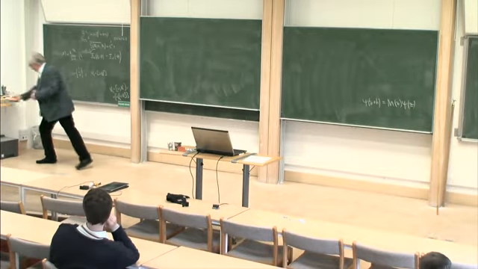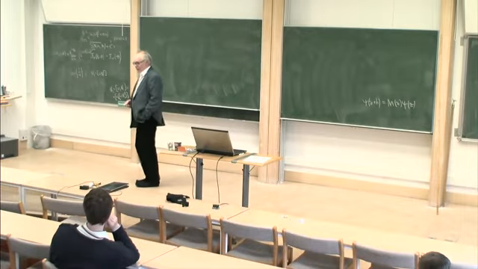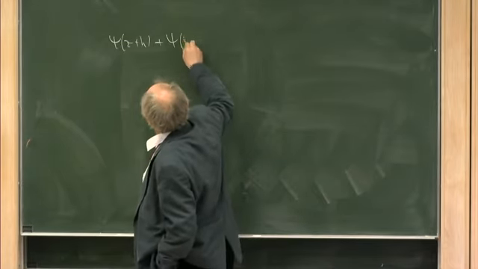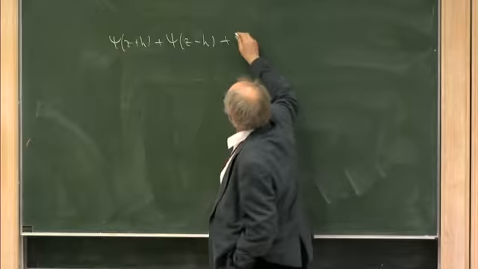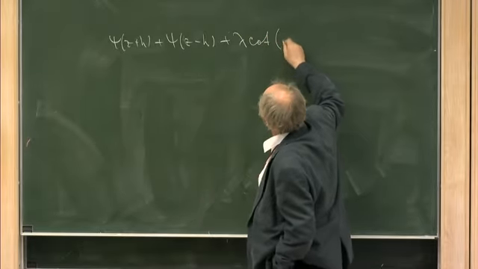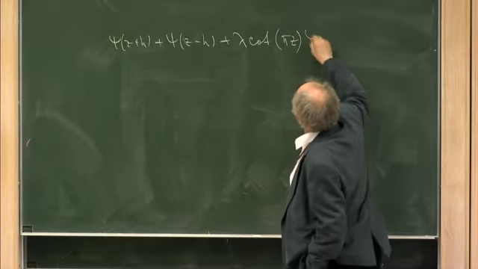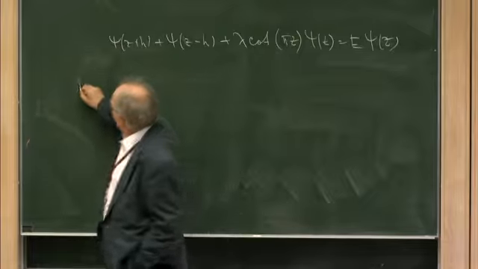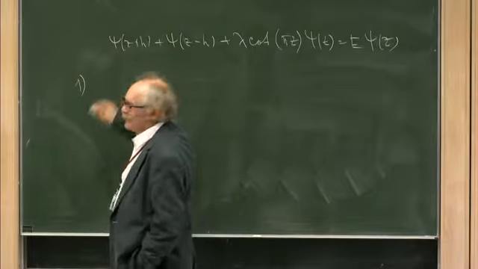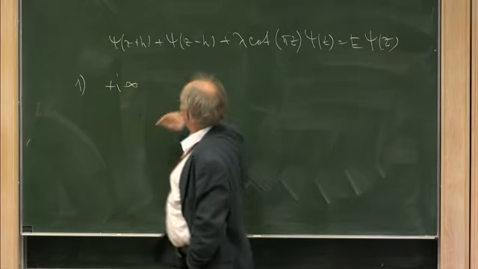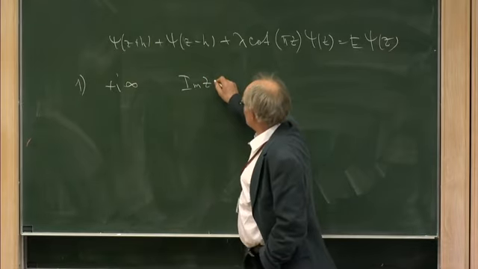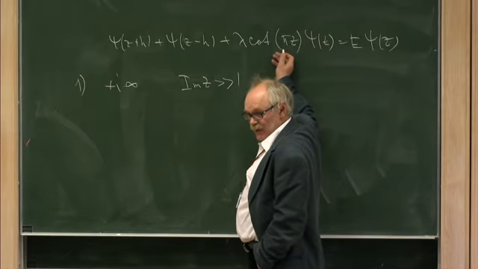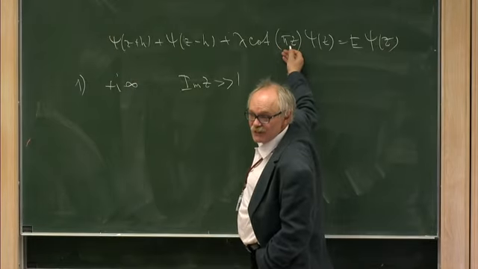So let me explain this in the case of the Maryland equation. You have psi of z plus h plus psi of z minus h plus lambda cotangent of pi z psi of z equal to e psi of z. First, let us assume that we work in a neighborhood of plus i infinity. That is, the imaginary part of z is sufficiently large. Then heuristically, you can replace cotangent by its asymptotic.